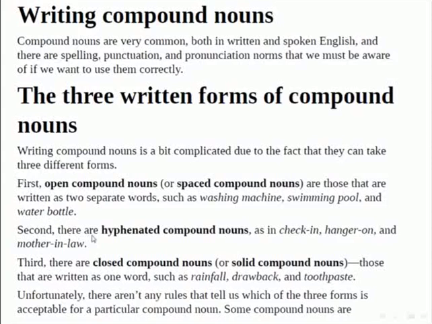Second way. There are hyphenated compound nouns. We write a hyphen like a dash. As in chicken-something. Here, hyphen or a dash. Hanger-on. Here, hyphen. And mother-in-law. Two hyphens.